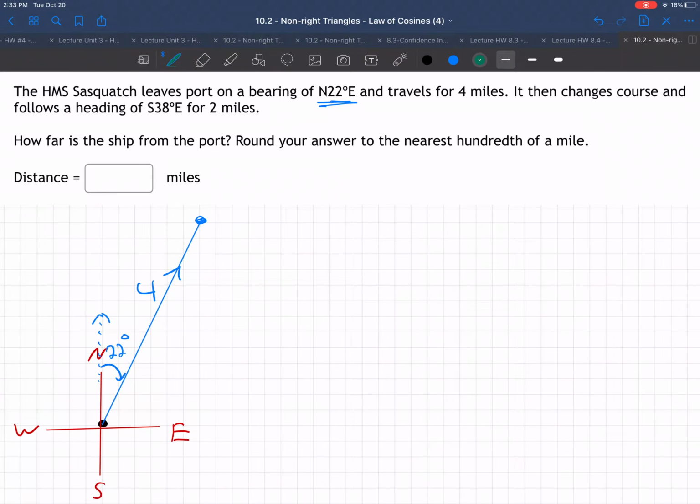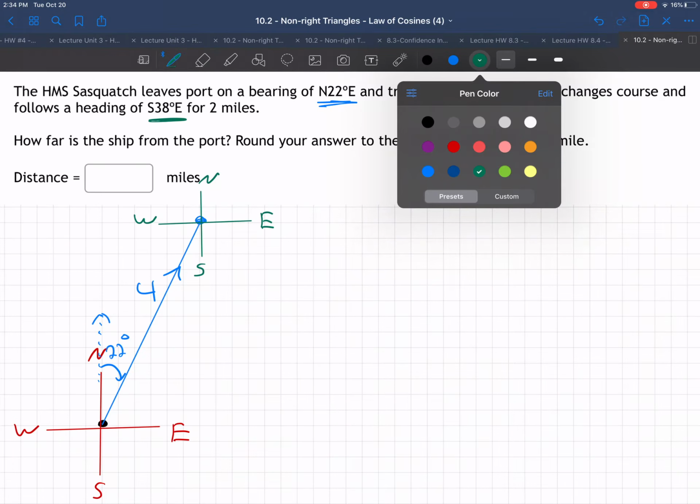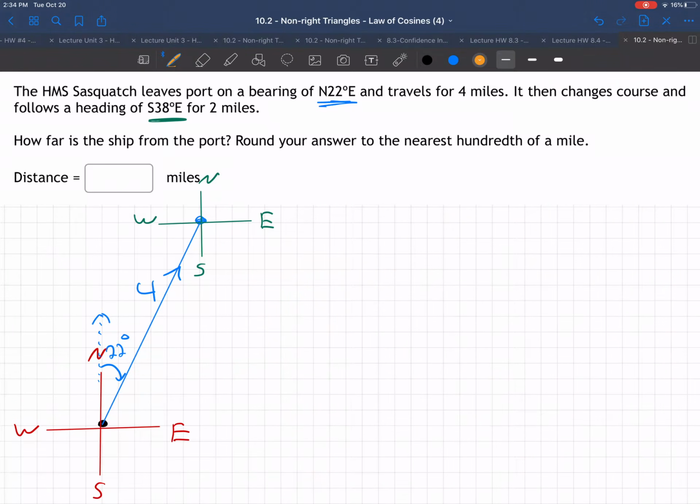So I'm going to put another little axis system right there. And where's it going to head to? South 38 east. So again, north, south, east, and west. South, but not pure south, 38 to the east of south. So I'm going to go, okay, to do for 2 miles. Like that. Oh, whoops, didn't use my tool. About like that. Okay, so stops here. Does that for 2 miles.